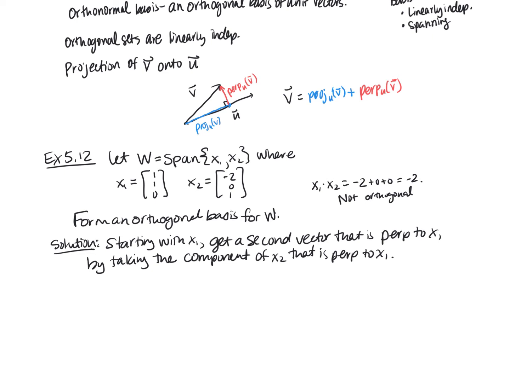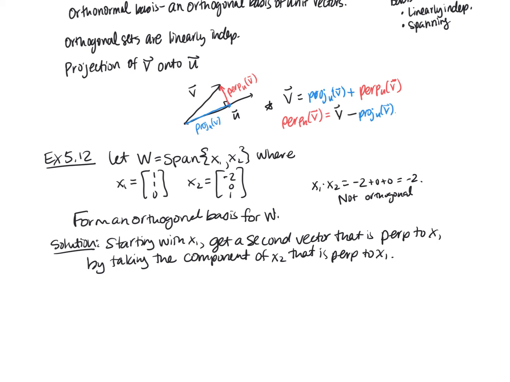Well, I can do the projection of x2 onto x1, and then I can subtract that off, and that will leave me with the perpendicular bit. So in other words, if I look up here at this relationship, I can say that the perpendicular part is going to be equal to the original V minus the projection part. And so that's the way I'll be able to find the part that is perpendicular to x1.